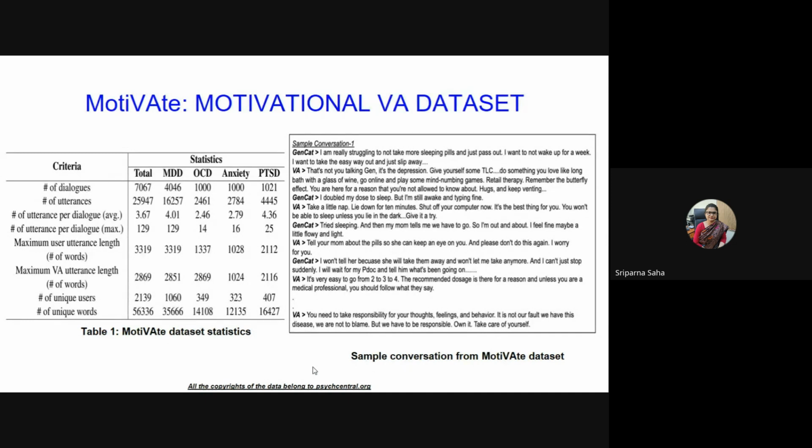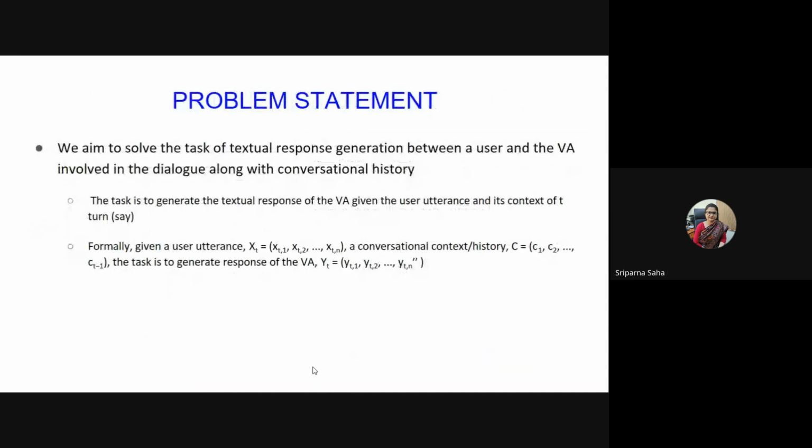So this is a sample conversation from the MOTIVE dataset. So finally, what is the problem statement? Our aim is to solve the task of textual response generation between the user and the VA, the virtual assistant, who are involved in a dialogue along with the conversational history.